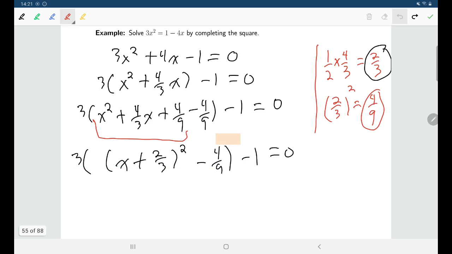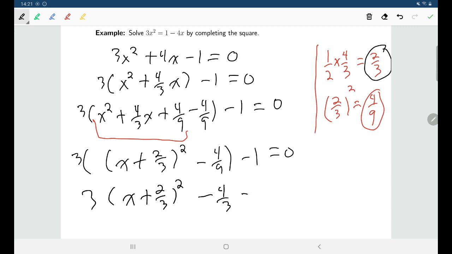So we'll just rewrite out what we have now. The 4/9 is going to leave that bracket. And when we do, it's going to be multiplied by 3. -4/9 times 3 is -4/3. All right, so next thing I'll do is, on the next slide, I'm going to take these constants, -4/3 and -1. I'm going to move them to the right side of the equation.